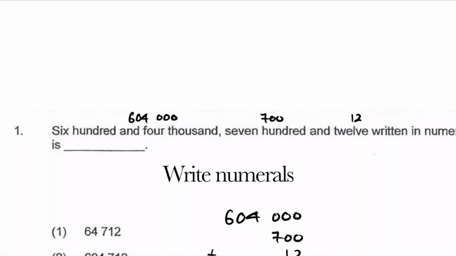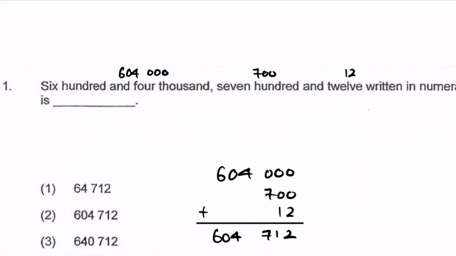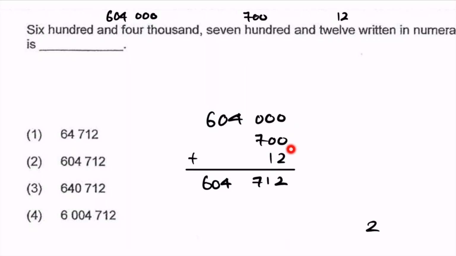So 604, so I'm going to write 604 and add 3 zeros because for 1,000 there are 3 zeros, followed by 712. So what we can do next is to simply add the numbers up and we have the answer, number 2.